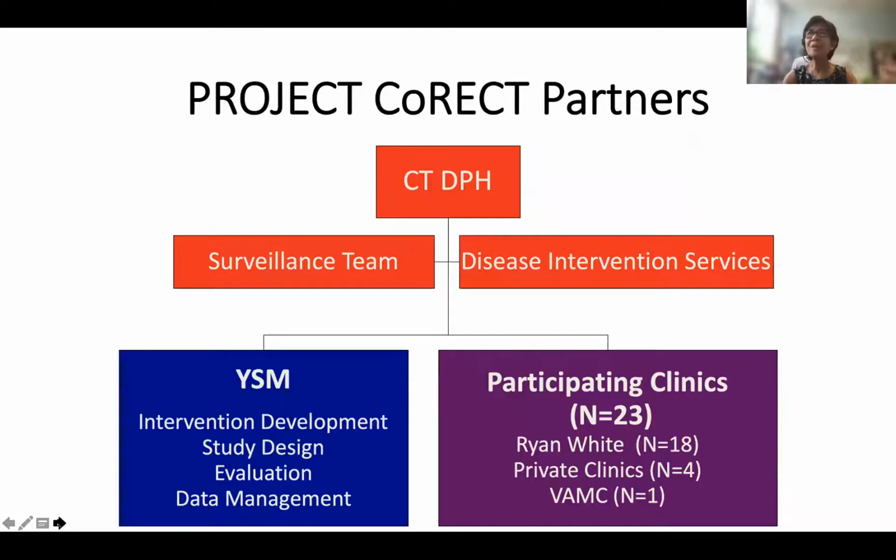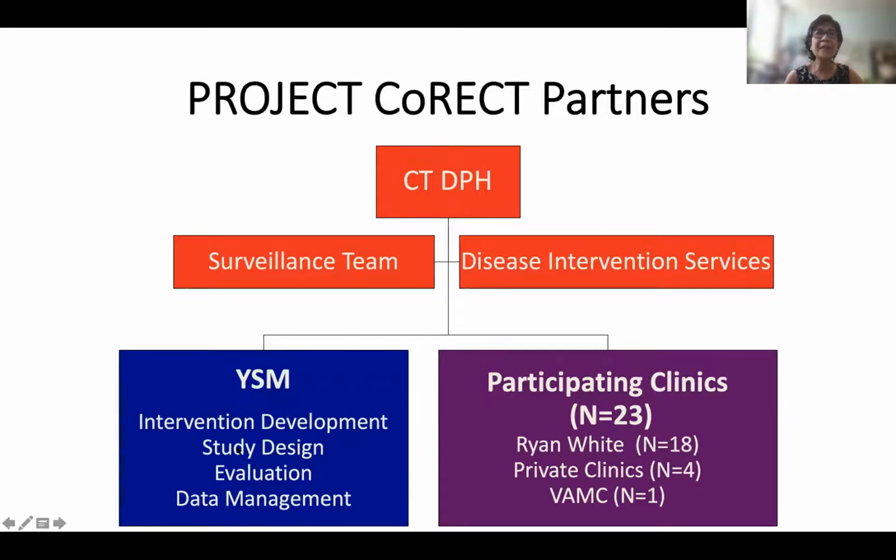Okay, so who were the partners in Connecticut? Of course we had the Connecticut Department of Public Health, and they were actually the grantee of record. The person who was leading the HIV branch at that point was Heidi Jenkins, who has since retired. Then she had under her the HIV surveillance team, and then the disease intervention service, called the DIS. These are field workers who are charged with going out in the field to find people who are designated in this grant as people who are not in care.